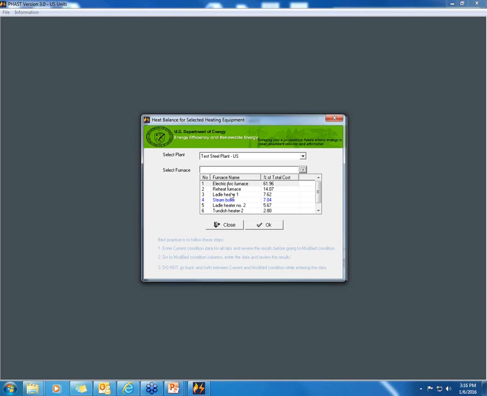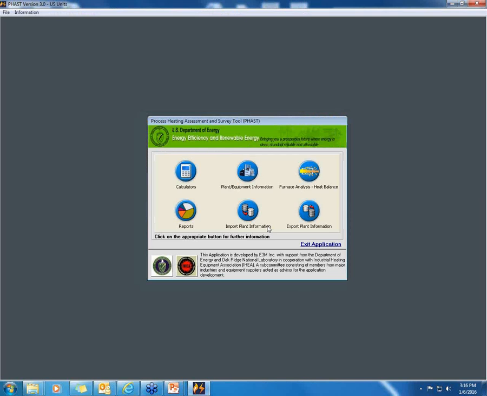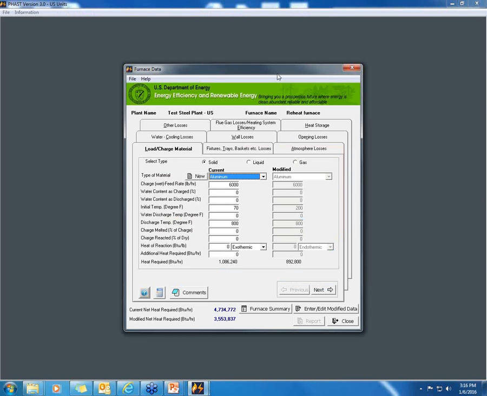You can see all this equipment is visible because we already created high level information for all of it in the plant information tab. Now let's select the reheat furnace, because we want to do heat balance analysis on our reheat furnace. Once you select the reheat furnace, you will see a total of 9 different tabs. Arvind went over all the different types of losses, so for each loss we now have a separate calculator.